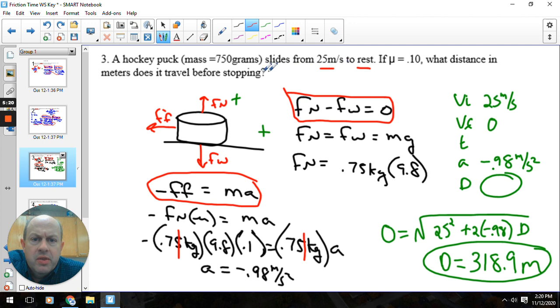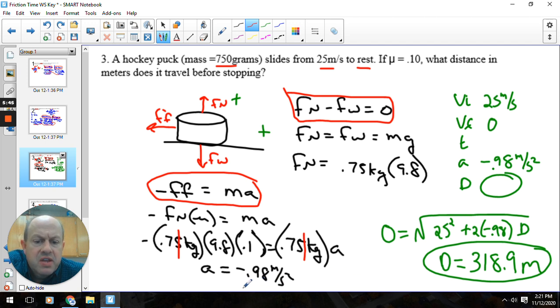We know that the mu value was 0.1. That was given to us. And so we have our mass times our gravity times 0.1 equals ma. So we can solve for A. Now notice, even though we have mass, notice mass on each side. Mathematically, that can drop out. Don't push buttons if you don't have to.